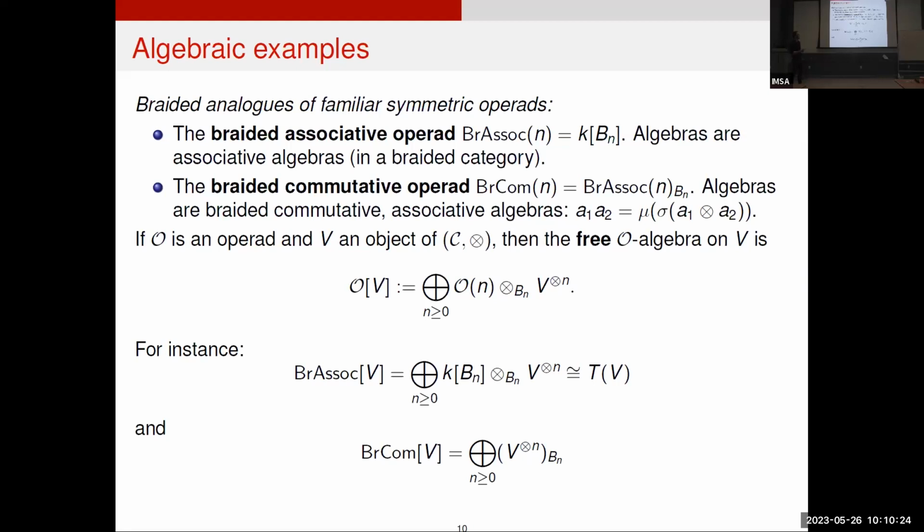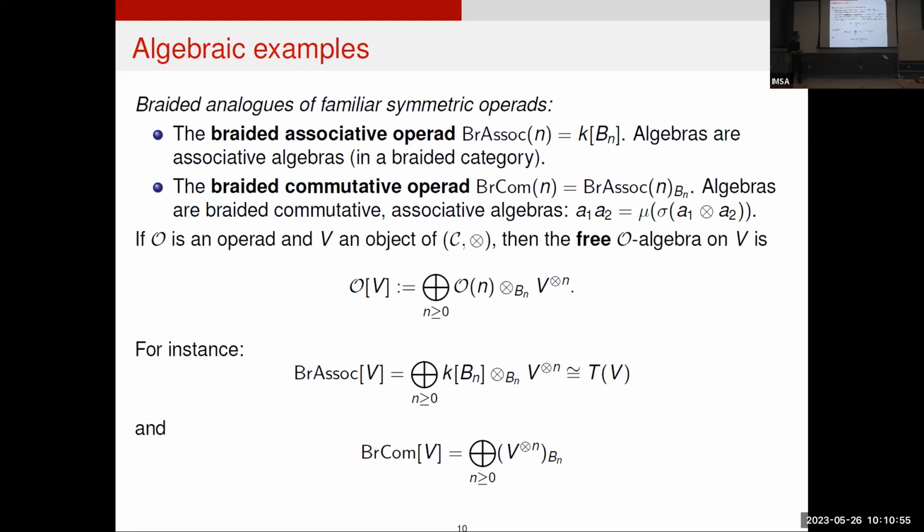If I have an operad, the free algebra on an object is constructed in this fashion. I tensor V with itself n times, and then tensor it over D_n with O_n. So for instance, the free algebra over the braided associative operad is the tensor algebra, because what do I do? I take the group ring on B_n, I tensor it over B_n with V tensor to the n. Two wrongs make a right, and these just go away. That leads to the end.